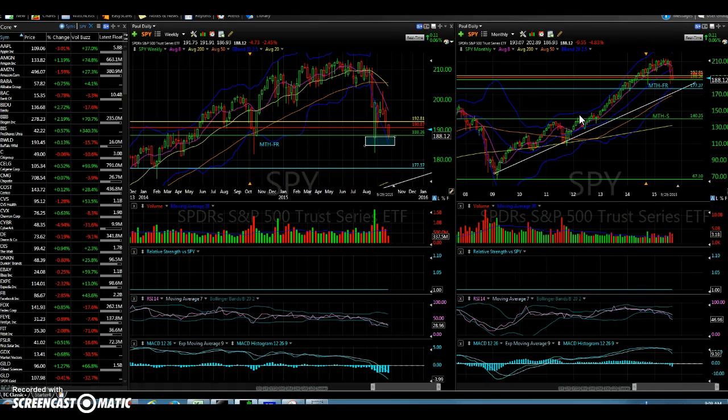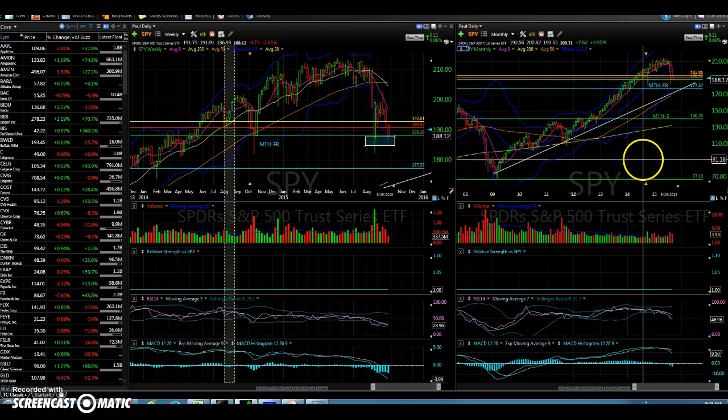Morning. I'm going to do a quick SPY market video, and I'll start with the monthly. Ignore all these messy resistance support lines up here; they are from the daily. Here's what I look at: monthly.